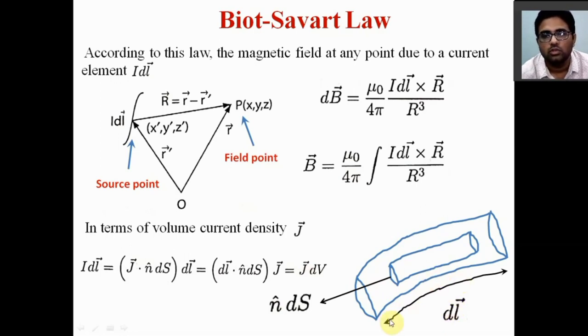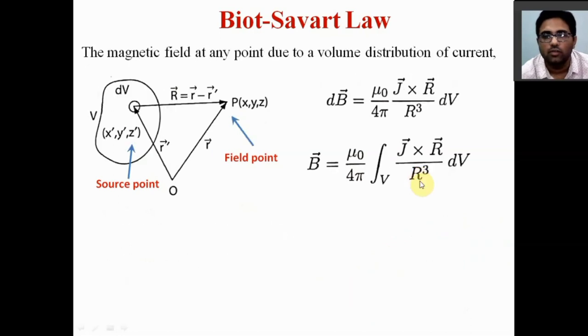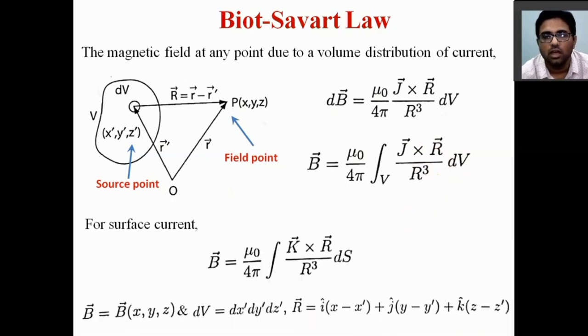Okay. So replacing I dl in these equations by J dV, we get the magnetic field for a volume distribution of current like this. So this is for a small current element, and this is the magnetic field due to a finite volume distribution of current, right? Now for surface current, the expression of magnetic field will be like this, and here K is called the surface current density.